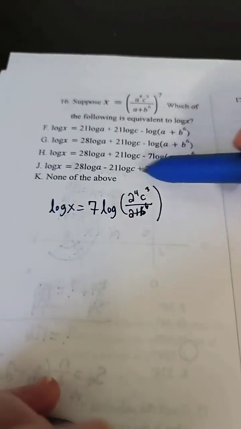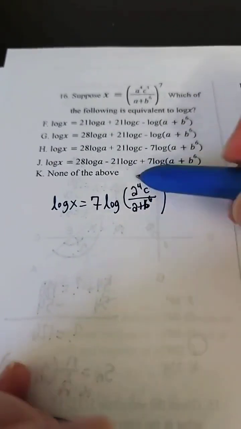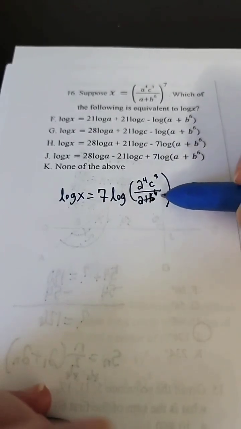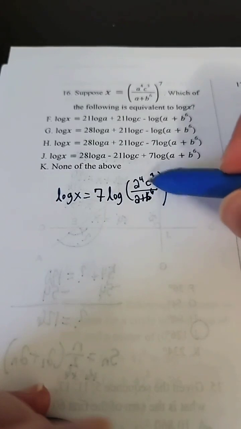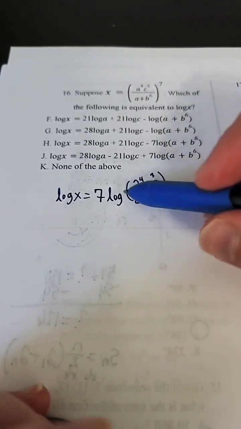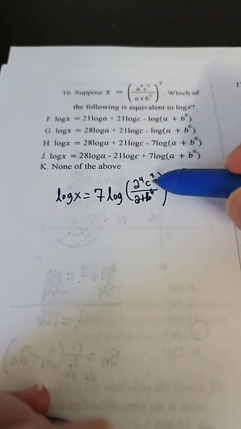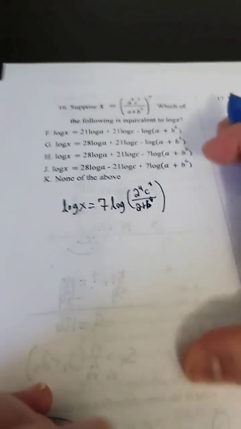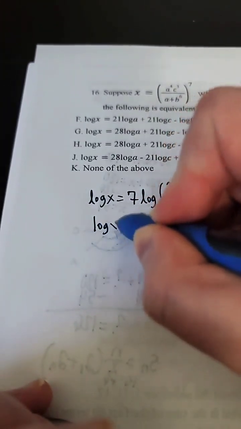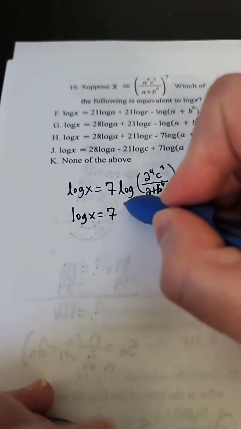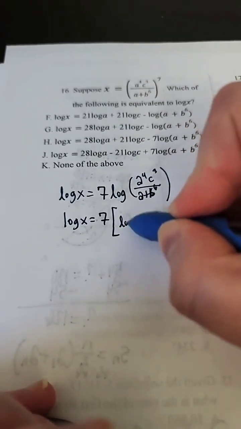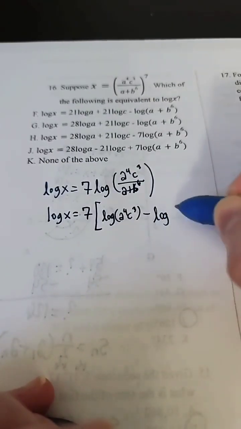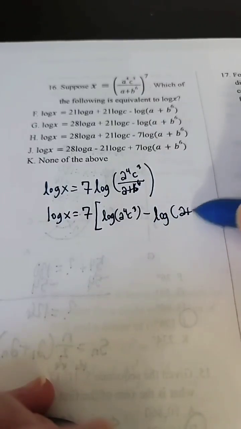And then one of our other rules with logarithms is that if you are taking the log of something with a fraction bar or division in between, then that's really just subtracting two separate logs. It's the same thing as saying the log of a to the 4th, c to the 3rd, minus the log of all of this. If you have division in between, you can subtract the logs of each separately. So what we're going to do is rewrite it like that. So I'm going to say 7 times the log of a to the 4th, c to the 3rd, minus the log of a plus b to the 6th.